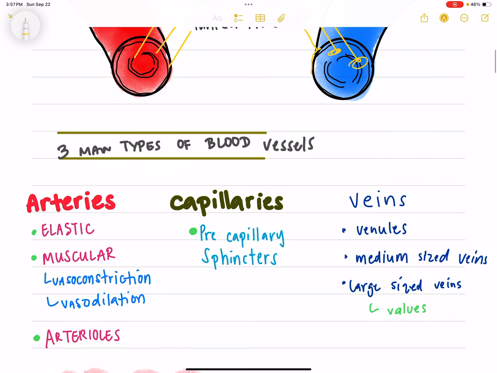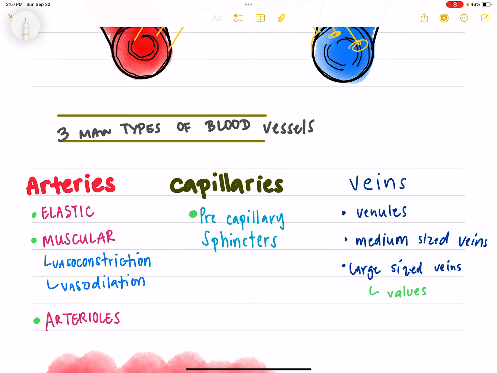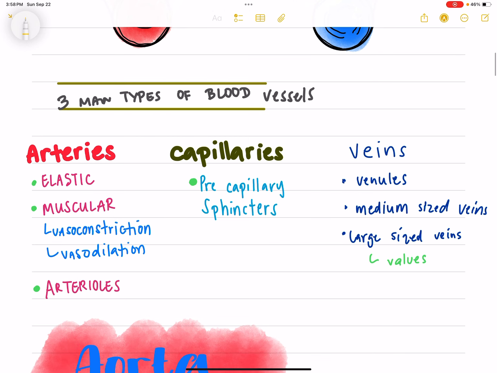Okay. We have the three main types of blood vessels. We have the arteries, capillaries, and the veins. Okay. So the arteries are composed of elastic, muscular, and arterioles. The elastic arteries have the largest diameter and the thickest walls. Okay? So the function is elastic recall, which prevents blood pressure from falling rapidly and maintains blood flow while the ventricles are relaxed.